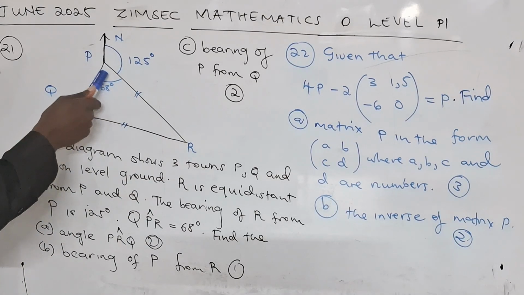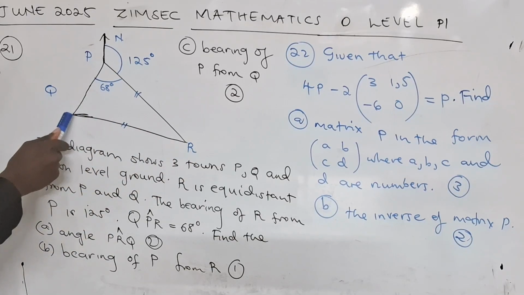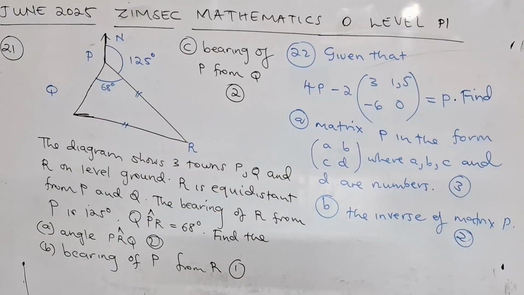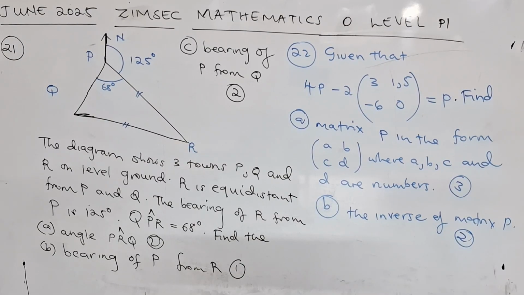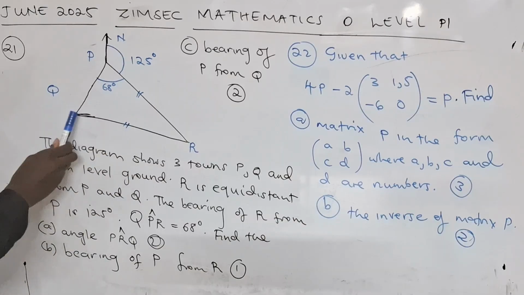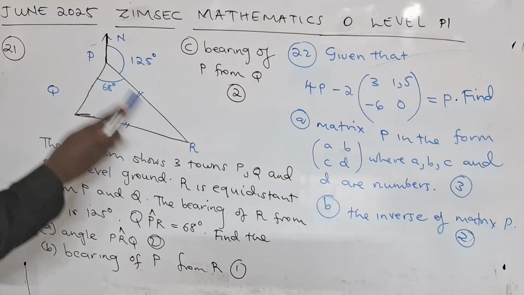Angle QPR is also given, this is 68 degrees. Find angle PRQ.